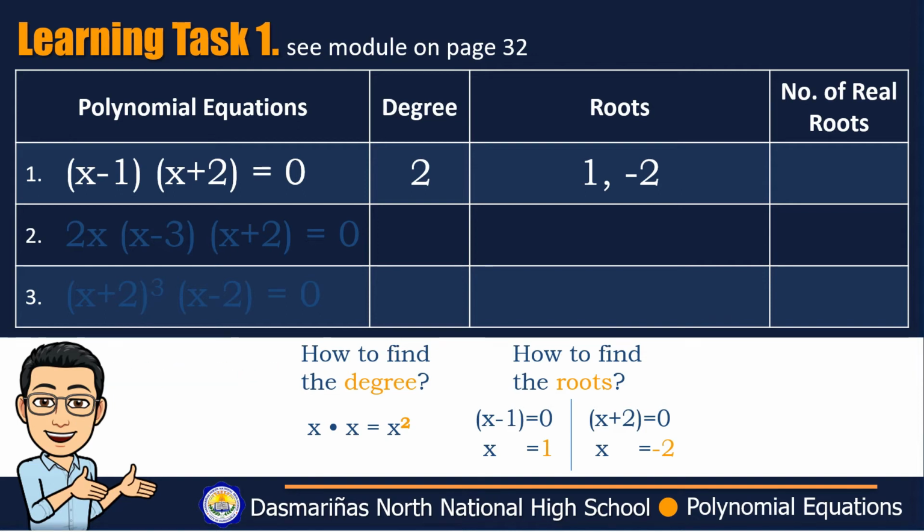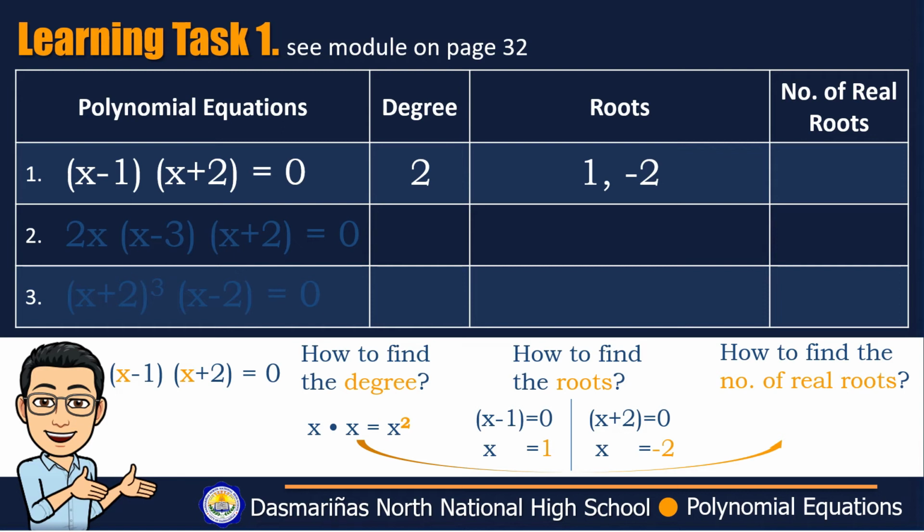Lastly, how to find the number of real roots? Examine the highest degree term of the polynomial, that is, the term with the highest exponent. That exponent is how many roots the polynomial will have. So if the highest exponent in your polynomial is 2, it'll have 2 roots. If the highest exponent is 3, it'll have 3 roots, and so on. In here, we have 2 as the highest exponent. Therefore, the number of real roots in the given polynomial equation is 2. You can pause this video for a while to help you understand this example.